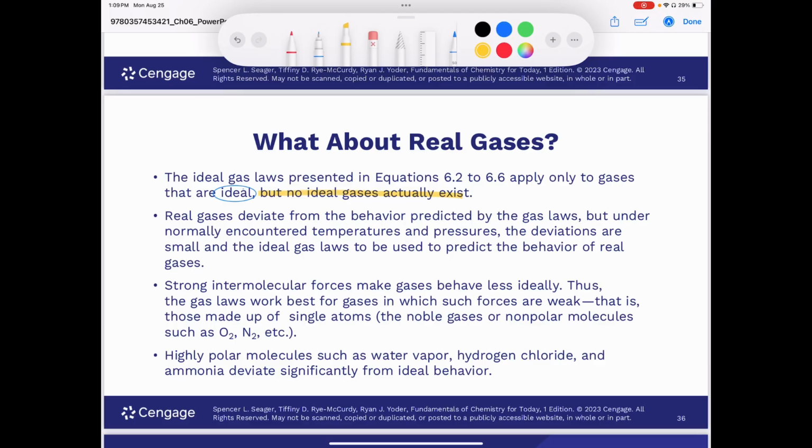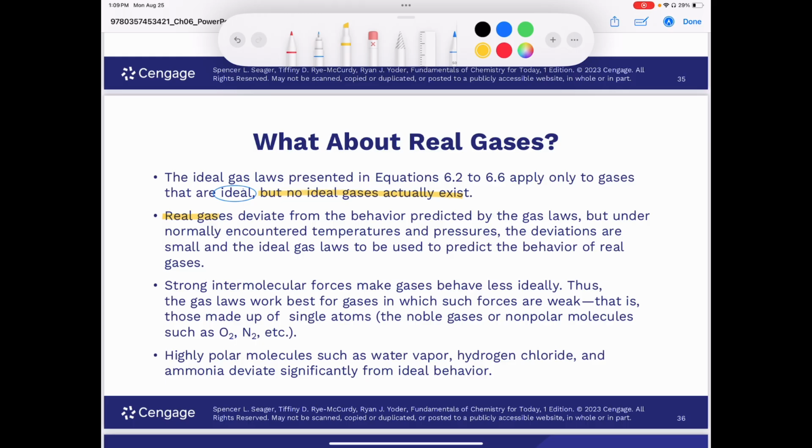However, you should be aware that real gases deviate from the behavior that's predicted by the gas laws, but under, again, the normally encountered temperature and pressures, the deviations are so small, and the ideal gas laws can be used to predict the behavior of real gases. Okay, so don't stress about any deviations from the laws that I taught you in this chapter. This is kind of an FYI.